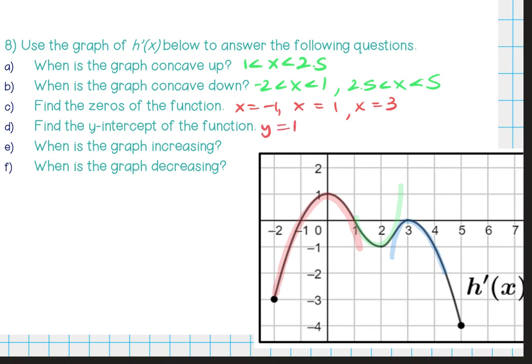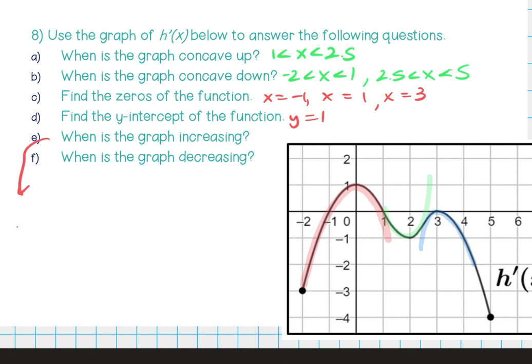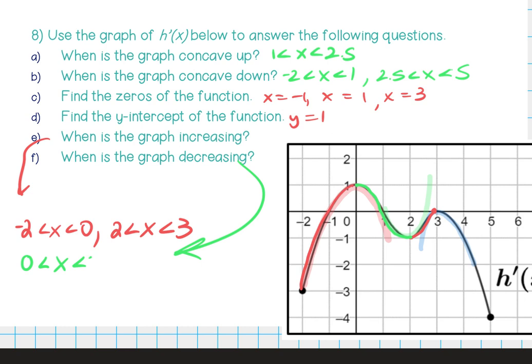It is increasing from -2 to 0. So here and here, from 2 to 0. No, to 3, sorry. And then it is decreasing from 0 to 2 and from 3 to 5.